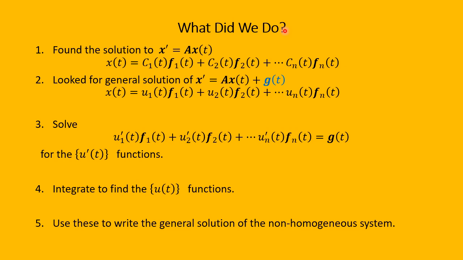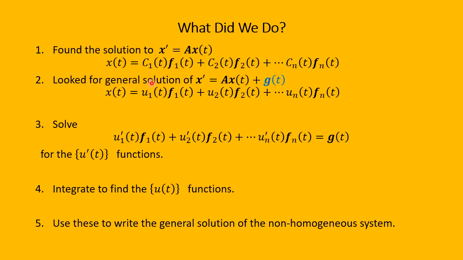So what did we do in solving the non-homogeneous problem? First, we found the solution to the homogeneous problem. X prime equals the matrix A times x of t, and it looked like this with some arbitrary constants c1, c2 through c sub n, and some vector valued functions f1, f2 through f sub n.